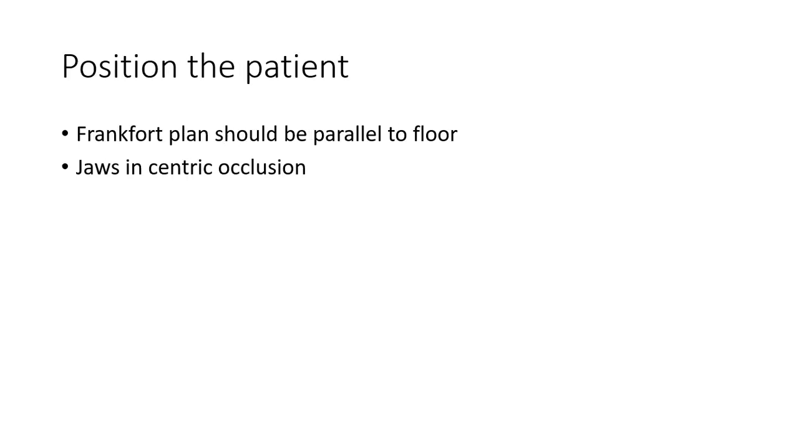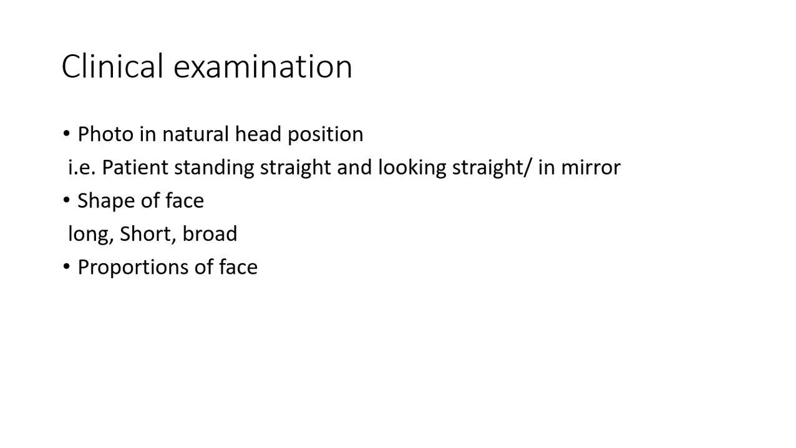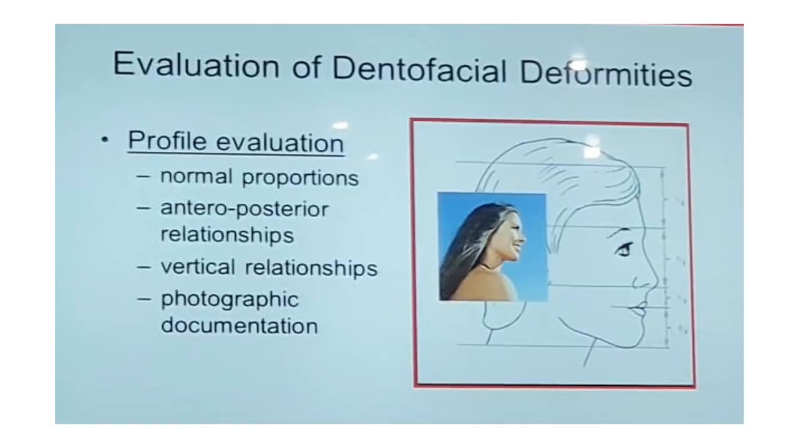And positioning of the patient is very important in determining the aesthetics and the asymmetries of the patient. And when you position the patient, the Frankfurt plane should be parallel to the floor and the jaw should be in surgical occlusion. And the clinical examination is performed by proper positioning of the patient, and the patient should look straight, and you should assess the shape of the face, that may be long, short or broad, and you should assess the patient in different proportions.